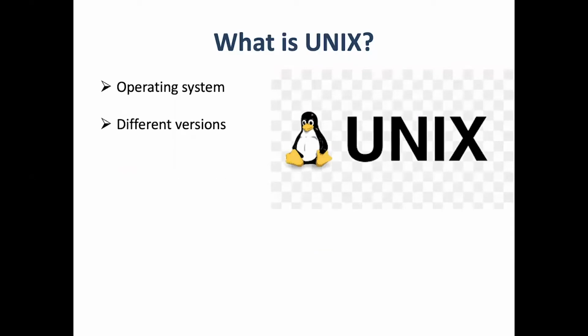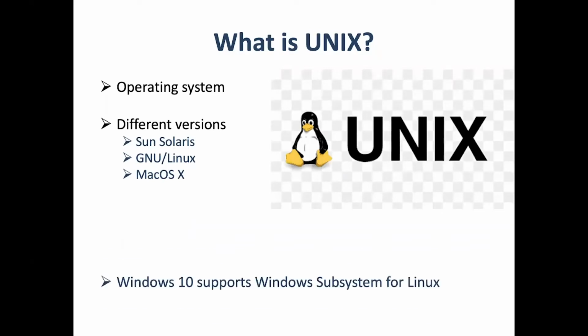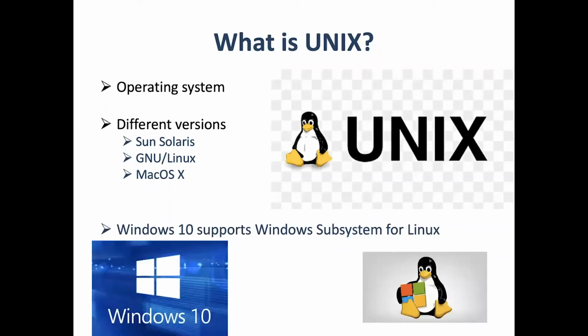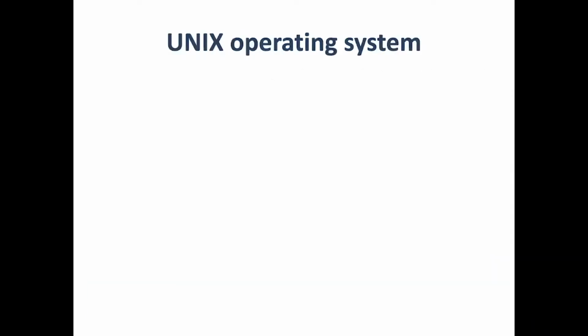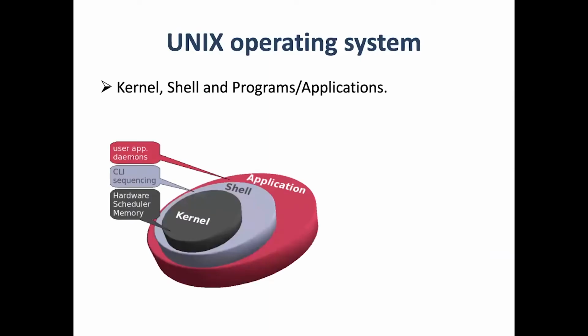There are many different versions of Unix, although they share common similarities. The most common varieties of Unix are Sun Solaris, GNU Linux, and Mac OS X. Windows 10 supports the Windows Subsystem for Linux. The Unix operating system is made up of three parts: kernel, shell, and programs.